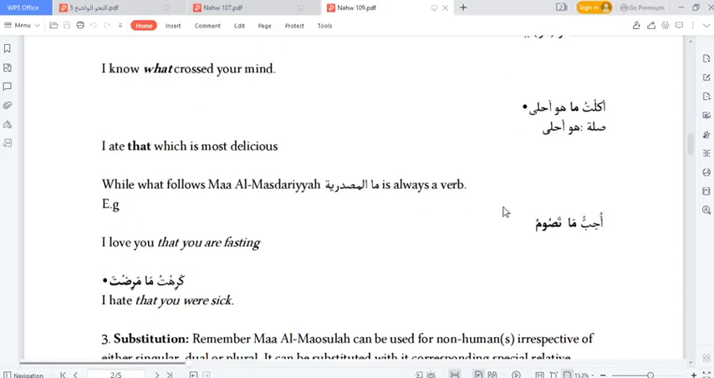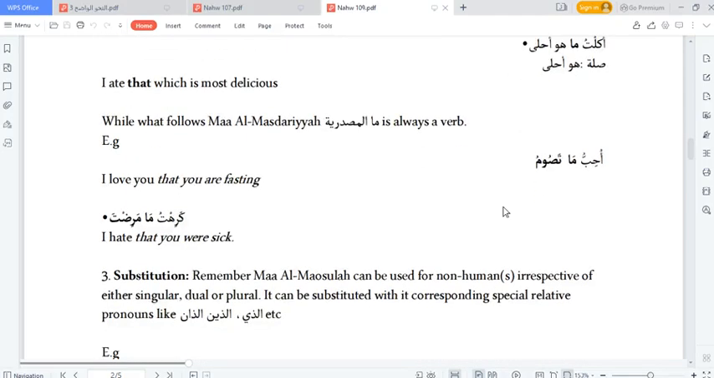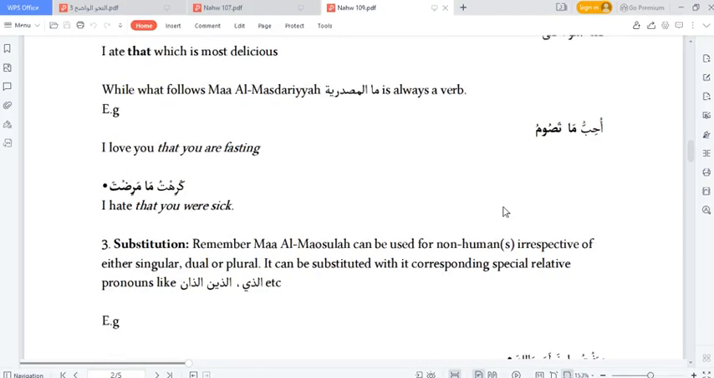I hope you get. While what follows ma al-masdariya is always a verb. Always a verb. Uhibbu ma tasumu. I love that you are fasting. You can see ma tasumu. A verb has to come after it for us to classify it as ma masdariya.